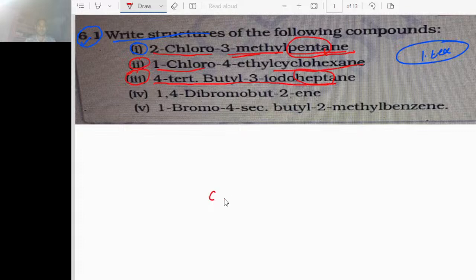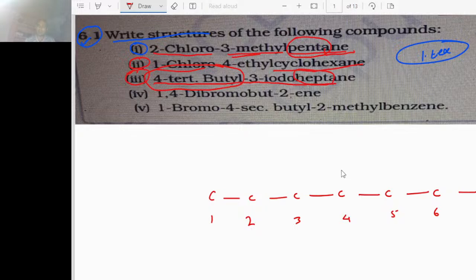This is the 1, here is 2, this is going to be 3, this is 4, here is 5, this is 6, and this is the 7. Let us number, students: 1, 2, 3, this is going to be 4, here is 5, 6 and 7. On the fourth position, what is there? Tertiary butyl is there. Let's try to write the tertiary butyl on the fourth position.